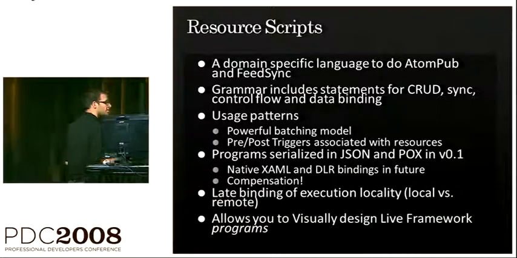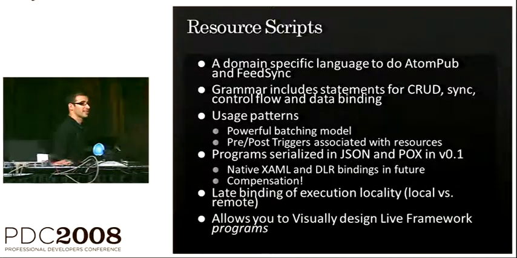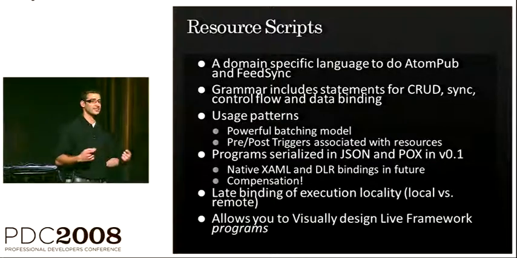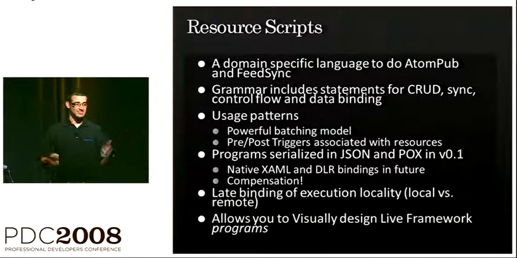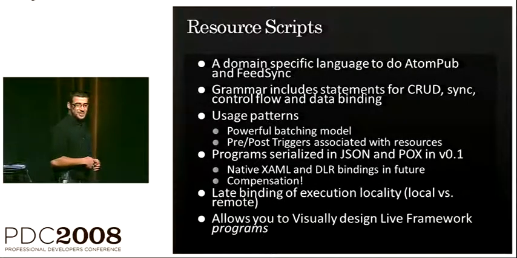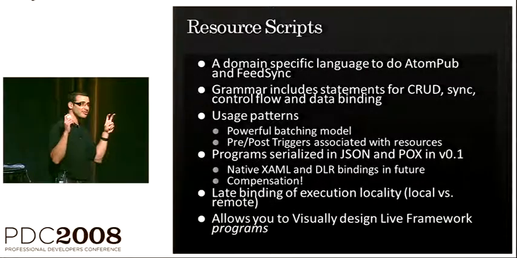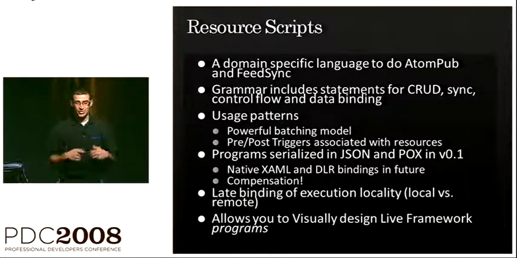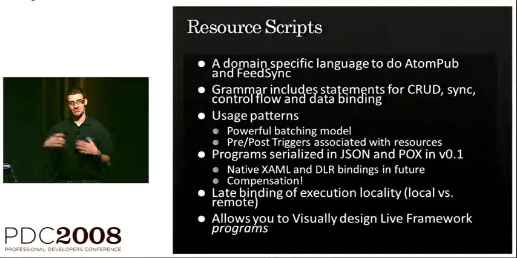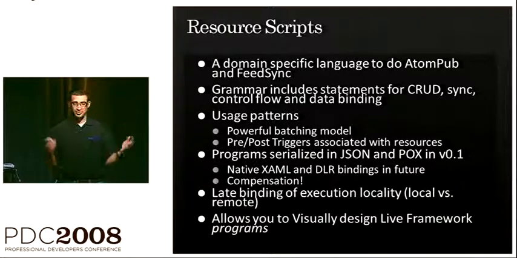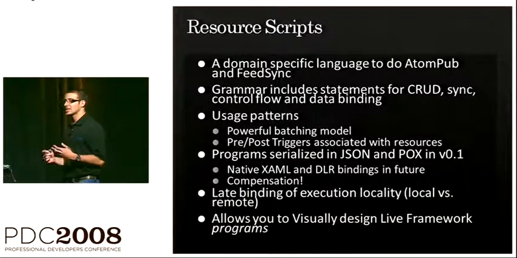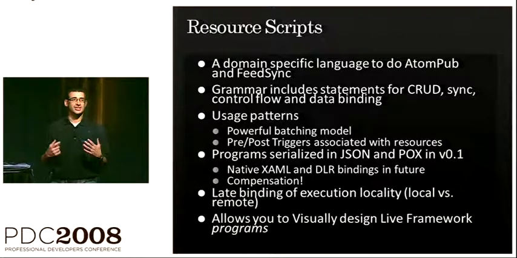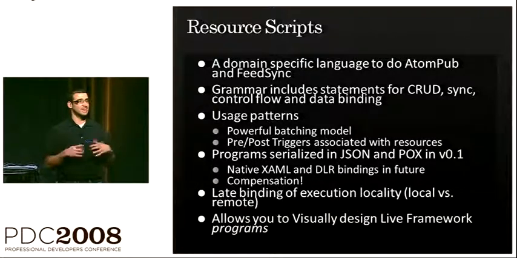Okay, resource scripts. Love resource scripts. You should all love them. You should get a t-shirt that says resource script and sleep with it at night, because it's one of the coolest features you'll ever see. I'm not exaggerating. It's a domain-specific language. It uses AtomPub and FeedSync essentially as a way to define these Live Framework programs. It has a grammar. It includes statements for things like CRUD and sync, control flow, data binding, all that good stuff. Some pretty interesting usage patterns. So you can use it for batching. If you're familiar with systems like GData batching, think of that, but on mega steroids.